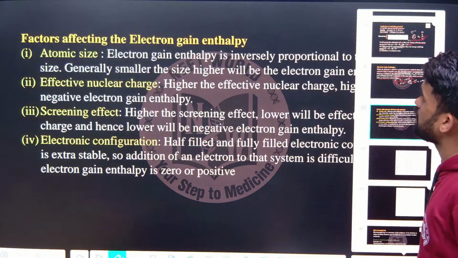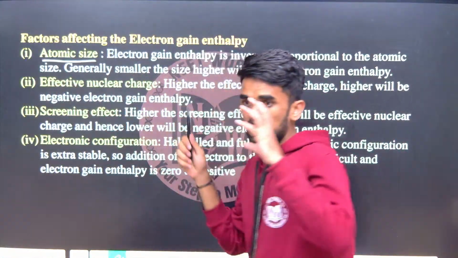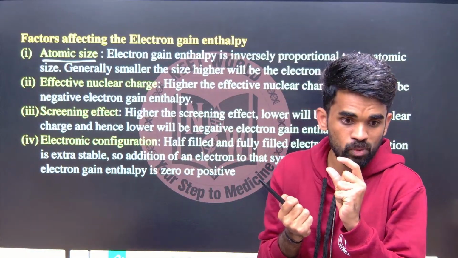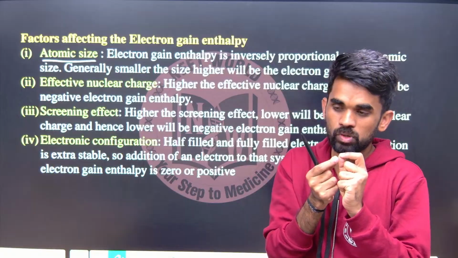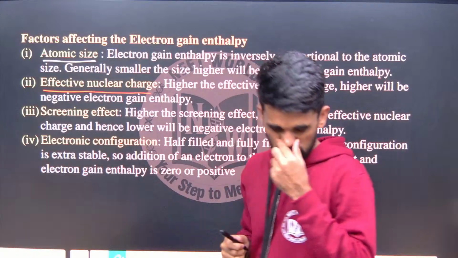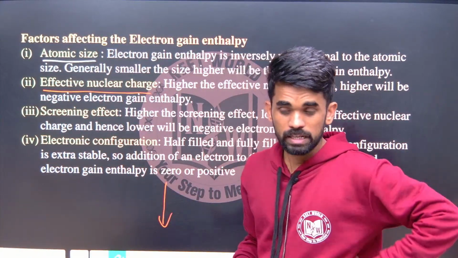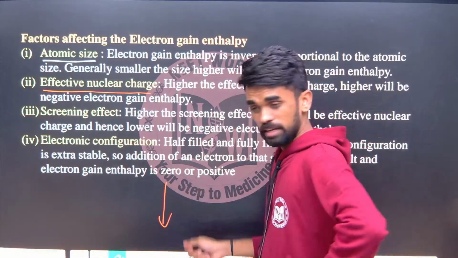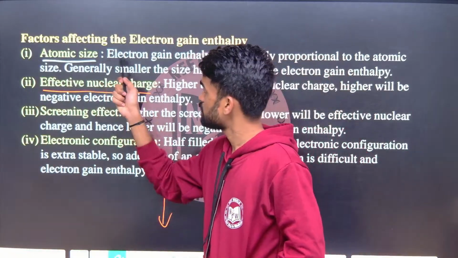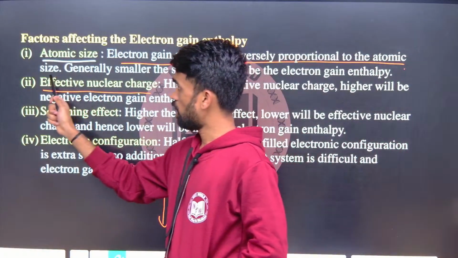Next, let us move forward. What are the factors affecting here? Atomic size. A smaller atomic size can easily take the electron because nuclear forces are more; it will take the electron readily. Down the group, what happens to the size? It increases, so the tendency to gain the electron decreases. Read the statement: electron gain enthalpy is inversely proportional to the atomic size.